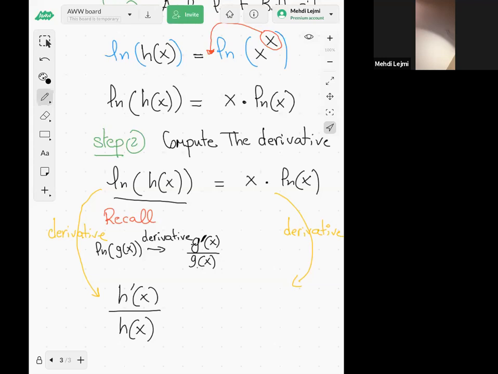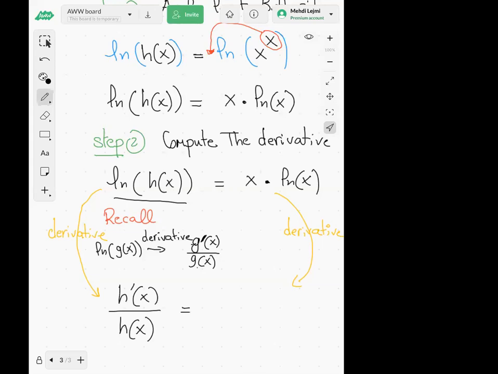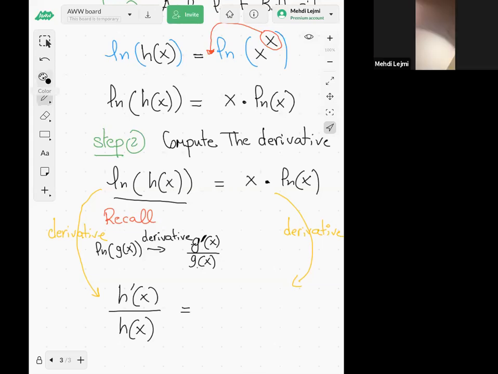Okay. Now, what about the other side? x times natural log of x. Which rule am I going to apply here to compute the derivative? x times natural log of x. Any guess, guys? Product rule. Product rule, very good. So this is x times natural log of x, right? It's a product, and so we have to apply the product rule.